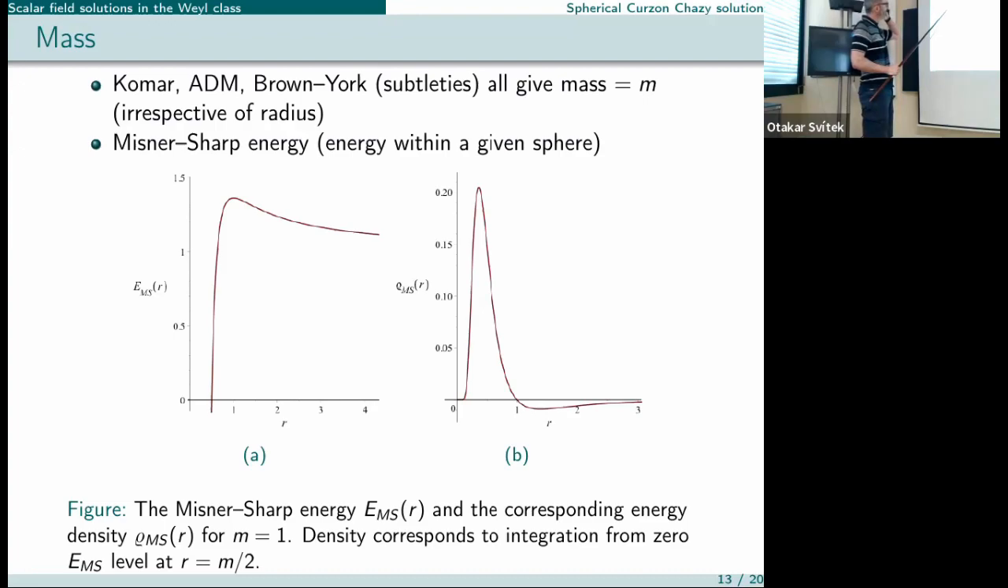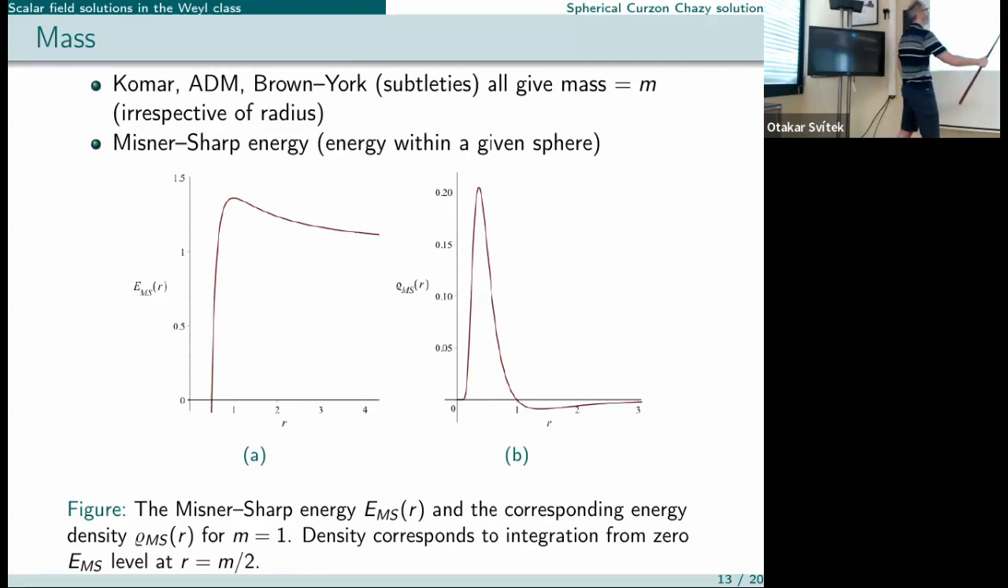There is another definition of mass or energy in the spacetime that works only in spherically symmetric cases, and it's the Misner energy, which should give the energy contained within the sphere of a given radius. For our spacetime, it looks like this. This is a plot for m equals 1, so the throat is here. We see that the maximum Misner-Sharp mass is at the throat. Then it decreases, and asymptotically it gets to 1, which means m.